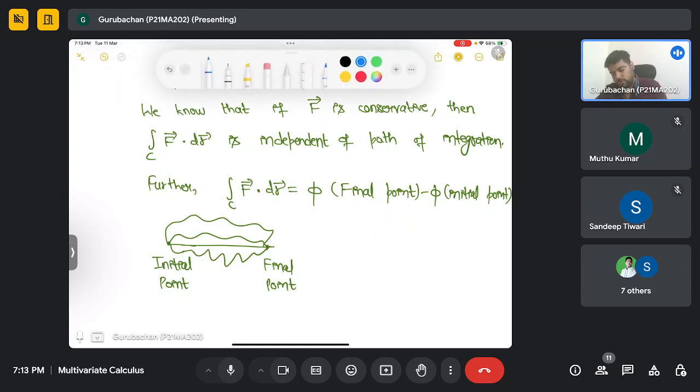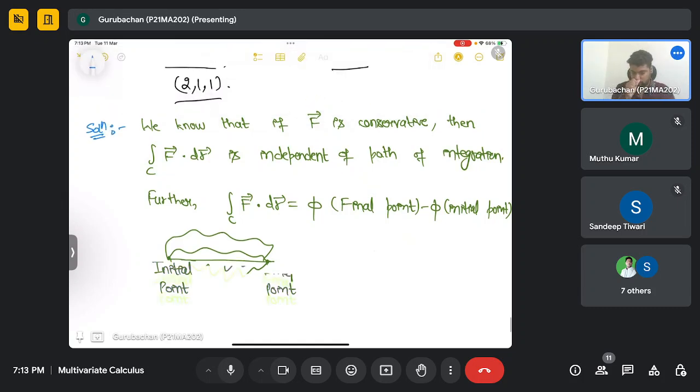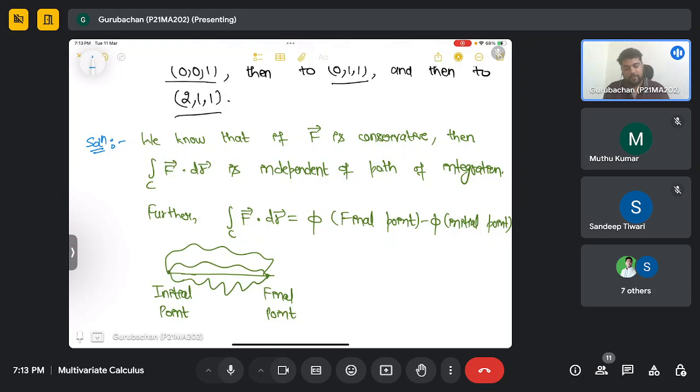So first of all, focus here. Then I will ask something. If F is conservative, then this integration will be independent of path. That means whether you follow the path C1, C2, C3 or C4, I am just calling these all C's, the value of this integration will be the same. Now the question arises, how?